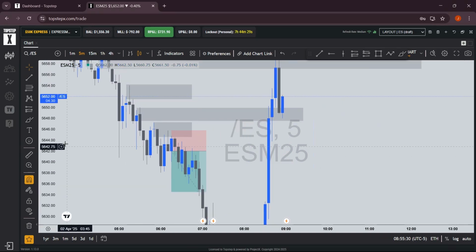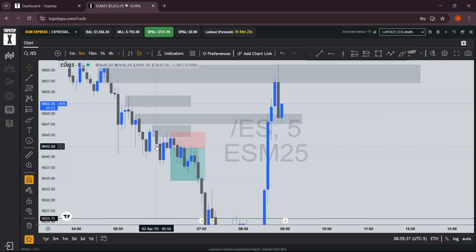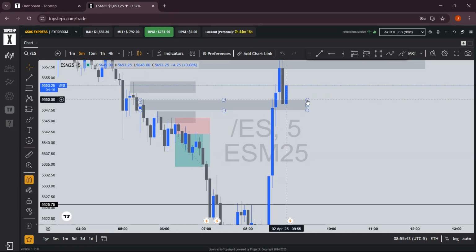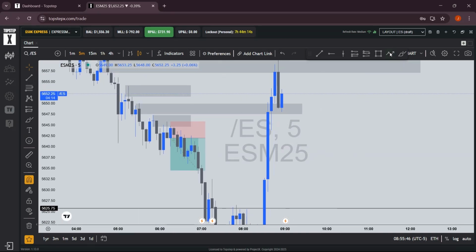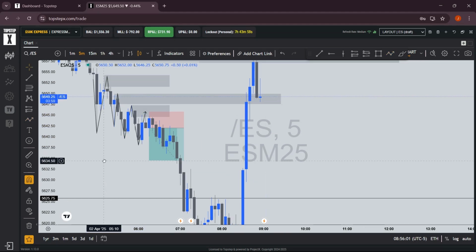You can see I had these three supply zones plotted, and I was just waiting for one of them to get tapped into, rejected, and waiting for a break of the candle. So if I was to draw a structure, say I started here, we got a lower high, we got a higher low, another lower high, lower low, lower high, lower low, lower high.